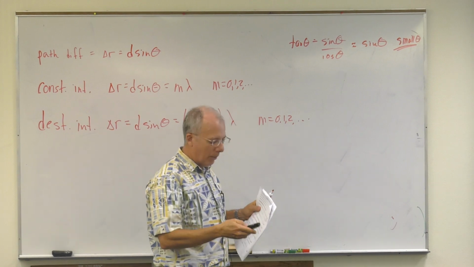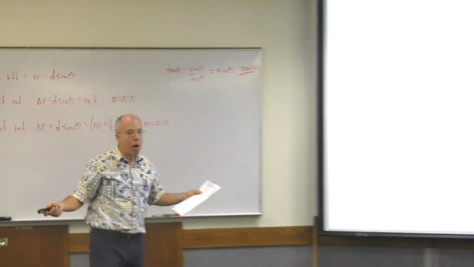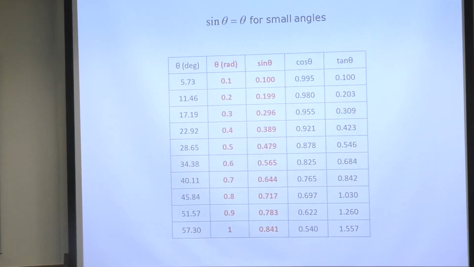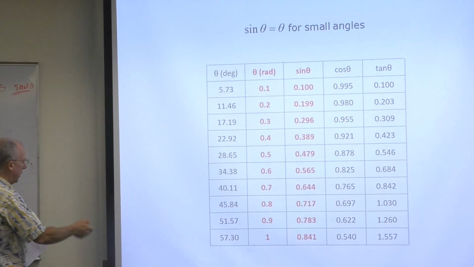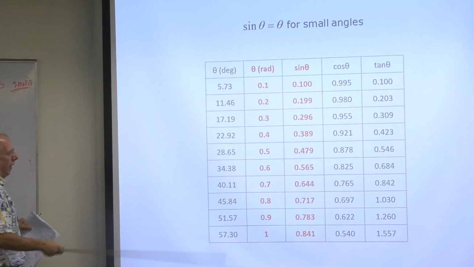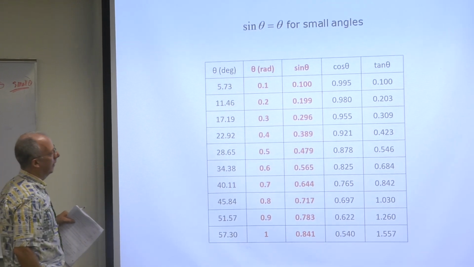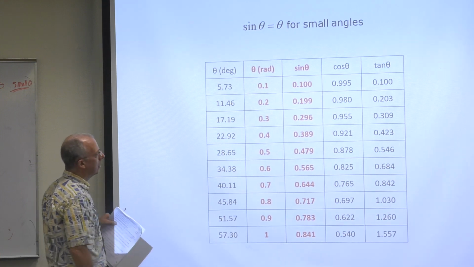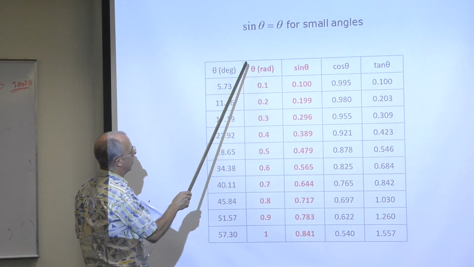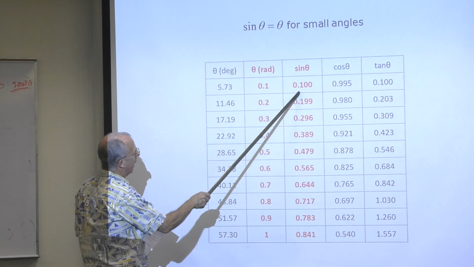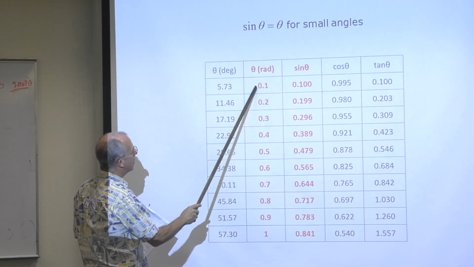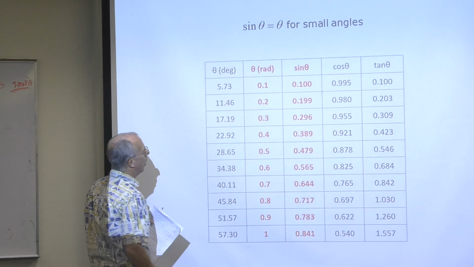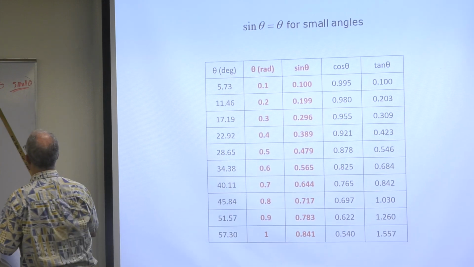Now, whenever I say that, everybody says, what's small, right? And of course, theta has to be in radians. I have it in degrees and in radians, but it doesn't matter. So here's theta in degrees, here's theta in radians. Look at theta and sine theta, it's exactly the same, right? And here's tangent, so we're saying that tangent equals sine.